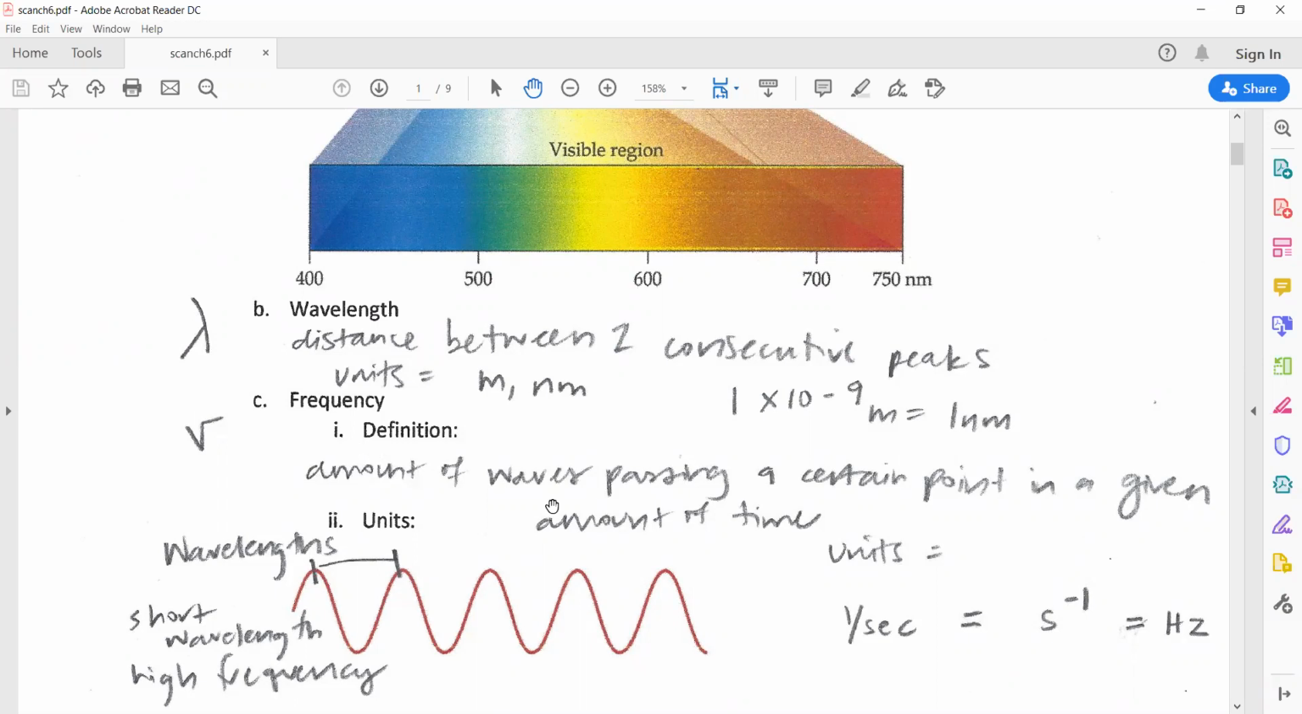And then frequency is the amount of waves passing a certain point in a given amount of time. So remember, all waves are moving at the same speed, at the speed of light, but based on their wavelength, it'll determine how many peaks pass you per unit of time, normally per second. So our 5 waves passing you per time, or our 10 waves passing you per time.